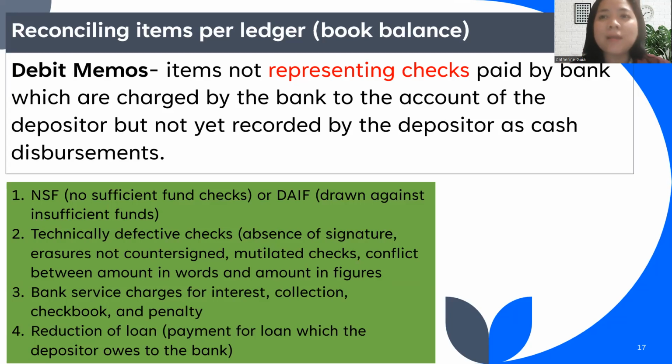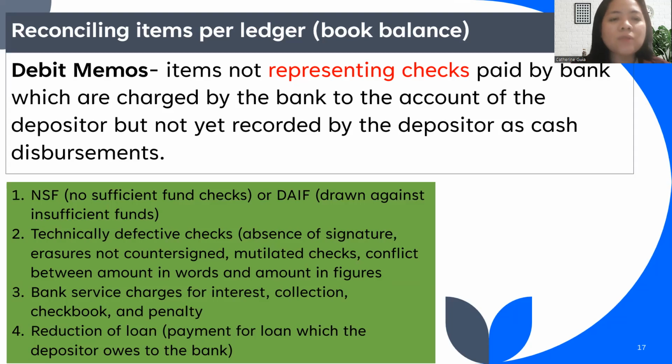So for number two, it's very seldom that there are technically defective checks because at the entity level, through its cashier, the cashier will be able to identify whether the check is good in terms of completeness of signature, erasure, absence of erasure, mutilated checks, etc. However, for number one, the cashier cannot identify whether the check has complete or sufficient funds, so it's not within the control of the cashier for number one. But for number two, it's within the control, right? Yes, it can be controlled by the cashier.